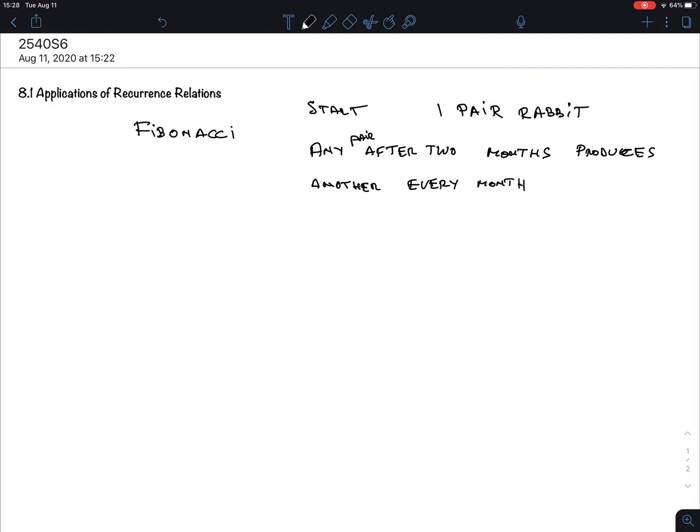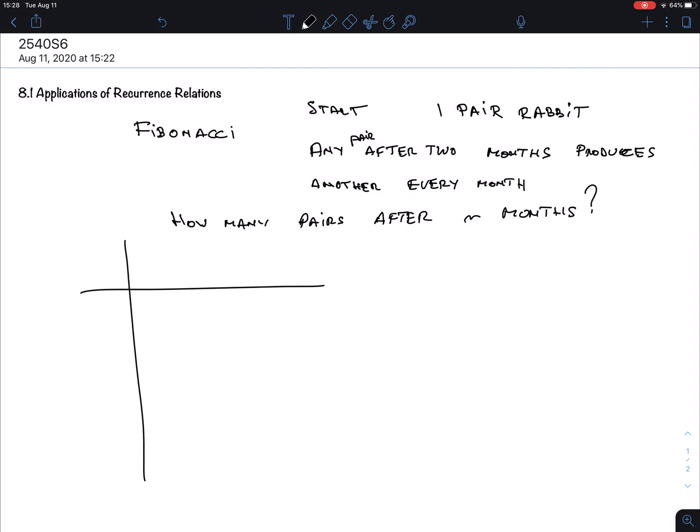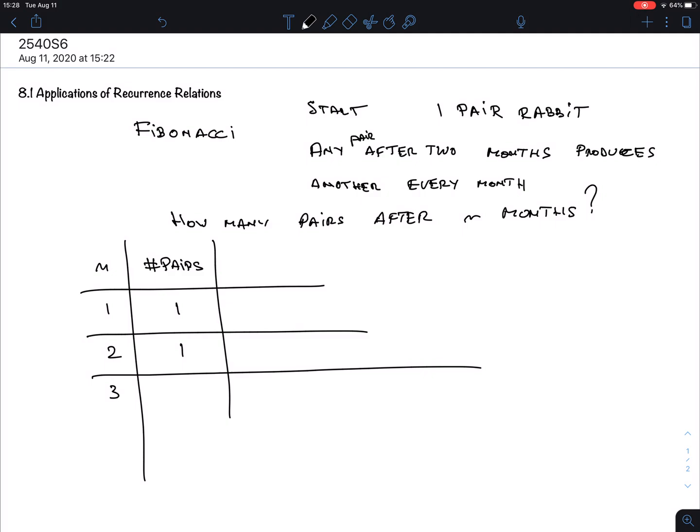The question was how many pairs are on this island after n months. Okay, so let's make a little table here. So here is the number of months, and here the number of pairs. After 1 month, we have one pair because that's what it started with. In the second month, we also still have one pair because nothing has happened. But in the third month, this one pair introduces a new pair.